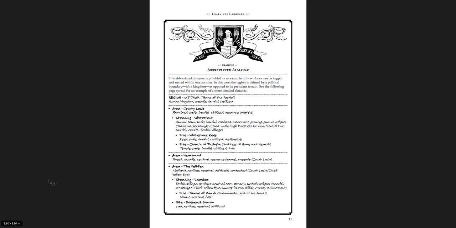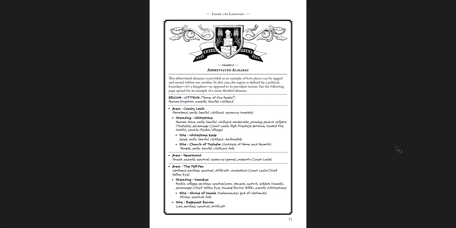Then you have a particular steading, which is Whitestone. It's a human town, and again, it has all the tags, including personages and the enmity tag, and you get a whole town right there with 2 particular sites, Whitestone Keep and the Temple of Tuzela, who's the goddess of hearth and home. Then you have the Heartwood, which is an area, a property of Count Laszlo.